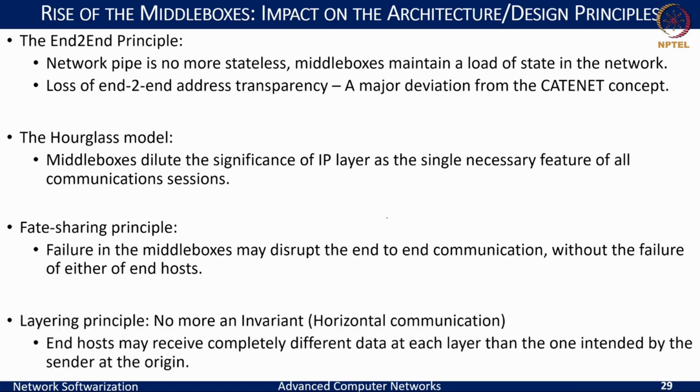And moreover, as these middle boxes may transparently modify the state in the network packets, the end hosts may end up receiving completely different data at each layer than the one that was intended by the sender at the origin. What this means in another way is that we have violated the invariant principle that was the crux of the layering principle. Right? So overall, now this horizontal communication can no more guarantee this invariance. And thus, we start to see the deviations and the violations of the majority of the internet architecture and design principles that we discussed before, because of the widespread proliferation of these middle boxes.